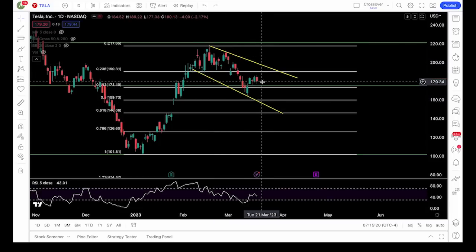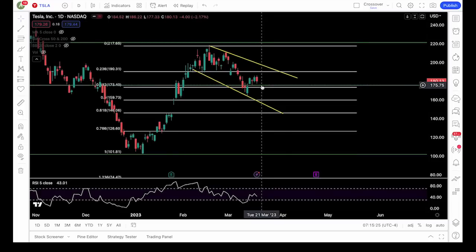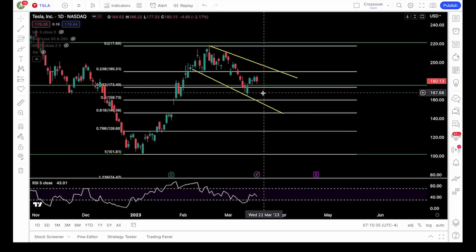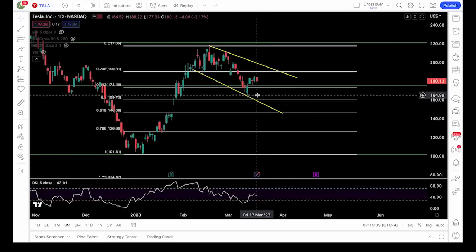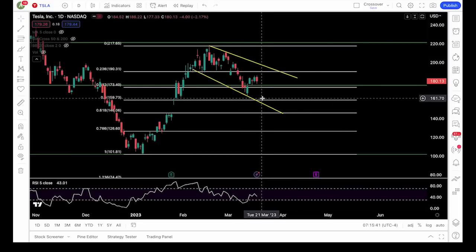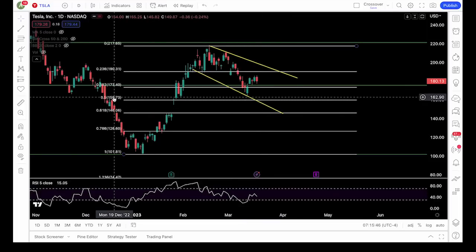But obviously, if it loses 175.6, what do we do when support fails? We look to short. 173.4 is the first target. If that fails, a deeper sell-off incoming, guys. Deeper sell-off incoming with 168.5, this pivot low here at 163.9. Then 159.7 is in play. 159.7 is the 50% fib level.